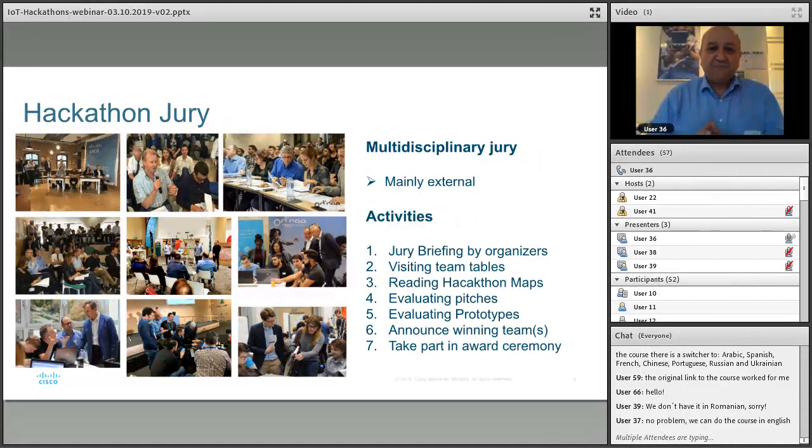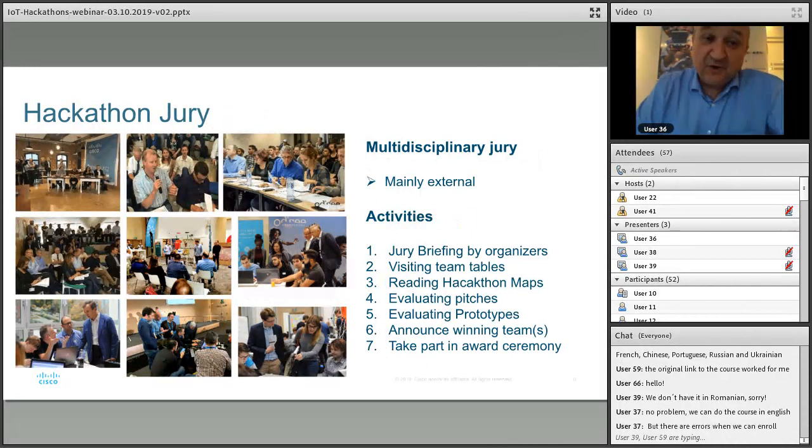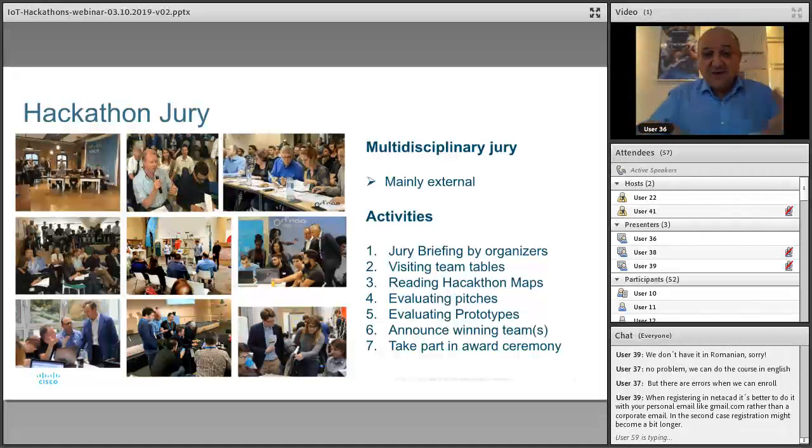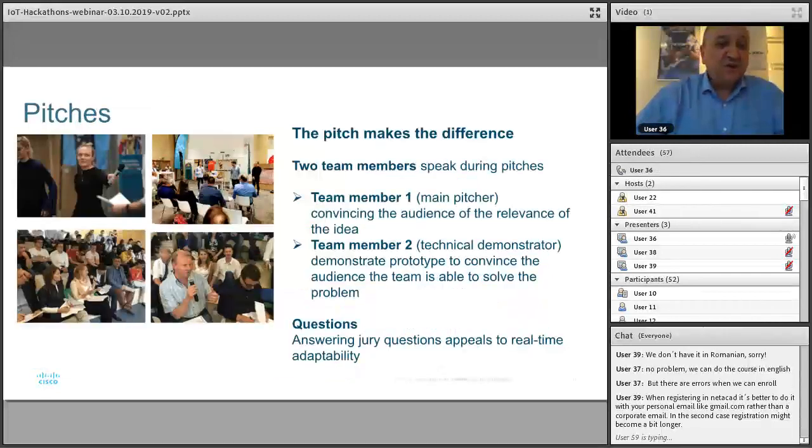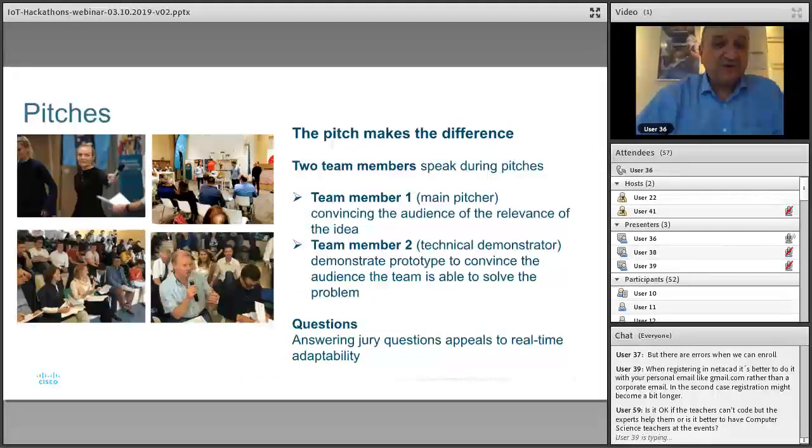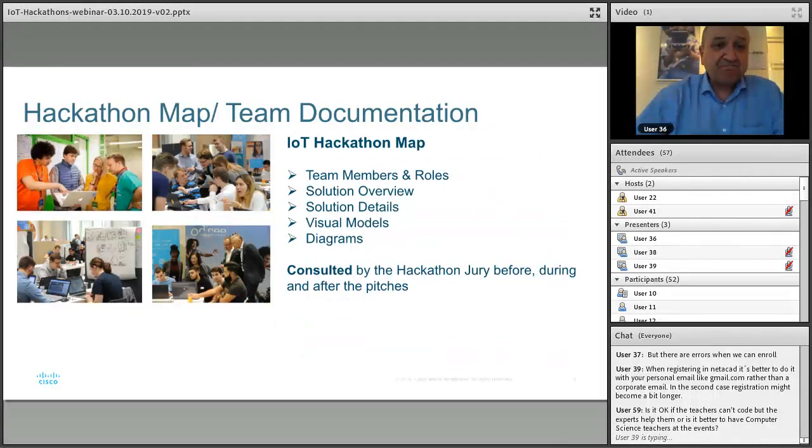The jury is also mainly external, because we like the jury to be objective. And on the last day, there are a lot of activities for the jury, like you see here: visiting the stands, asking questions before the pitching, asking questions during the pitches, and then deciding who's going to be the winner. Here are some pictures of pitching with two team members.